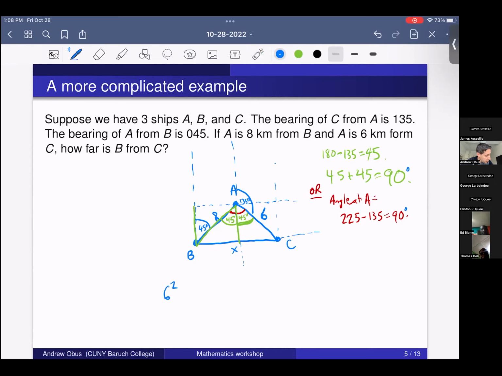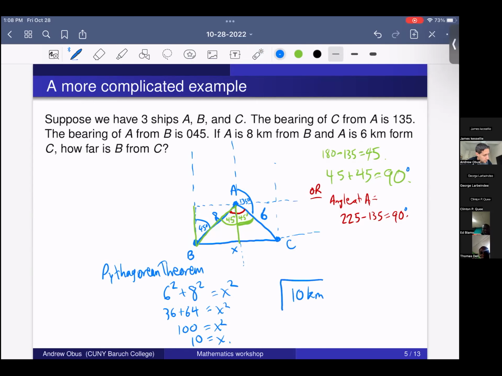So we've got 6 squared plus 8 squared is equal to X squared. This is the Pythagorean theorem. That's 36 plus 64 equals X squared, which is 100 equals X squared. And so 10 equals X, and the answer is 10 kilometers. That's how far B is from C.